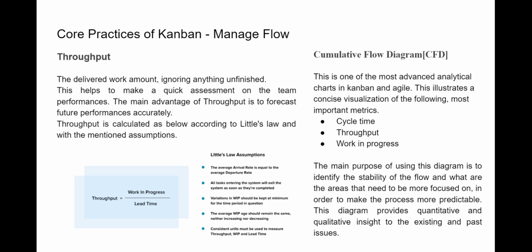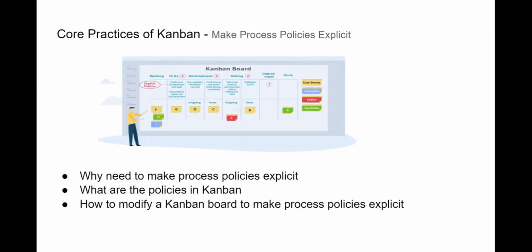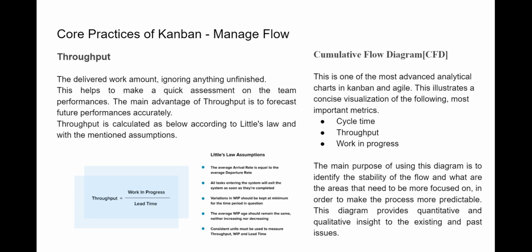The next one is throughput. The delivered work amount, ignoring anything unfinished, is called throughput. This helps to make a quick assessment of the team's performance. The main advantage of throughput is to forecast future performance accurately. The throughput is calculated as shown in the presentation based on Little's Law, with assumptions like the average arrival rate is equal to the average departure rate.